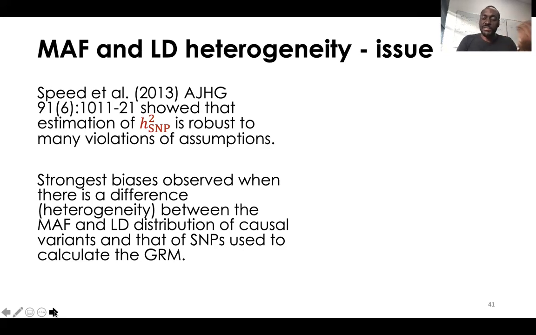But they also emphasized one particular violation that can create a substantially large bias, and that violation was essentially the fact that the MAF and LD distribution of SNPs in the GRM may be very distinct from the one of causal variants. And when that happens, it creates biases that can be significant.